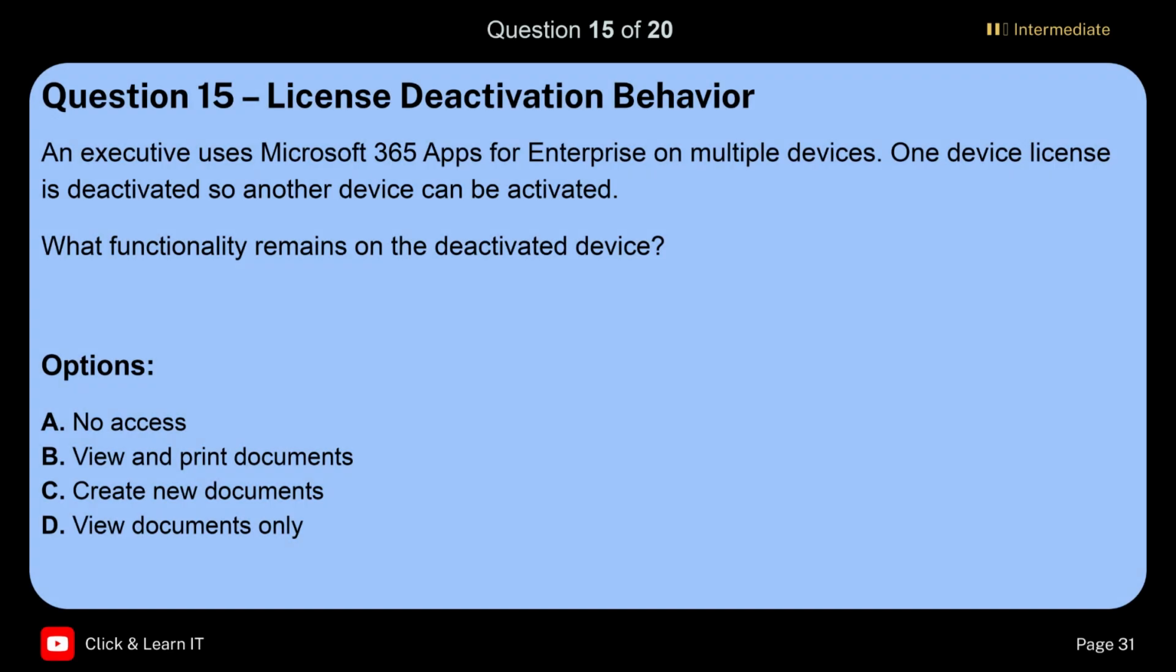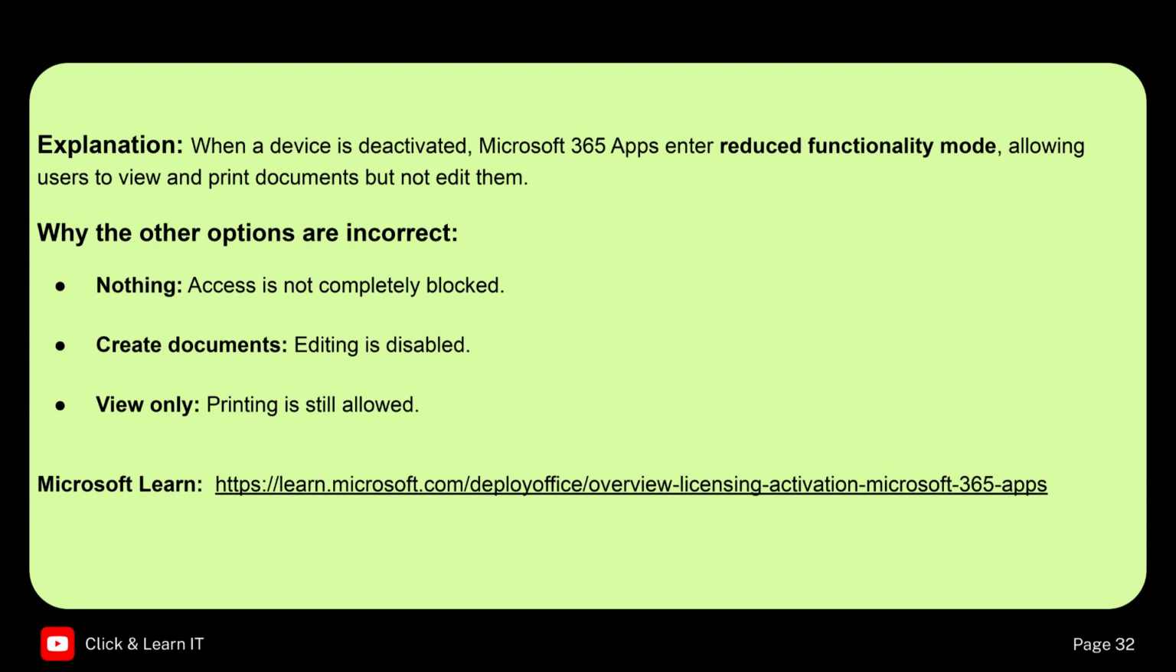Question 15. An executive's device license for Microsoft 365 apps for enterprise is deactivated. What functionality remains on the deactivated device? The correct answer is B, view and print documents. When a device license is deactivated, the apps enter reduced functionality mode, disabling editing but allowing viewing and printing.